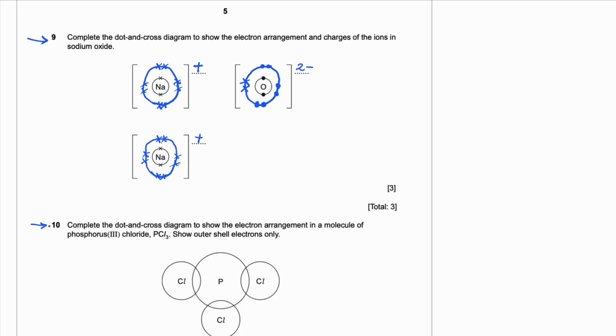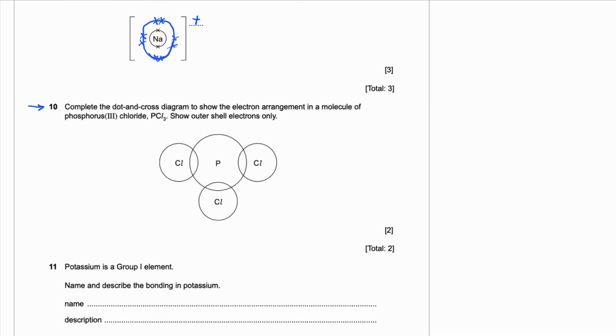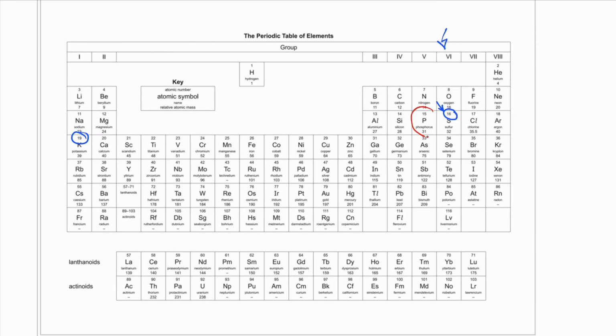The next question, question 10. Complete the dot and cross diagram to show the electron arrangement in a molecule of phosphorus 3 chloride, PCl3. Show outer shell electrons only. So first you have to check the periodic table to know how many outer electrons we have for phosphorus, P. Since phosphorus is in group 5 of the periodic table, it should have 5 outer electrons.